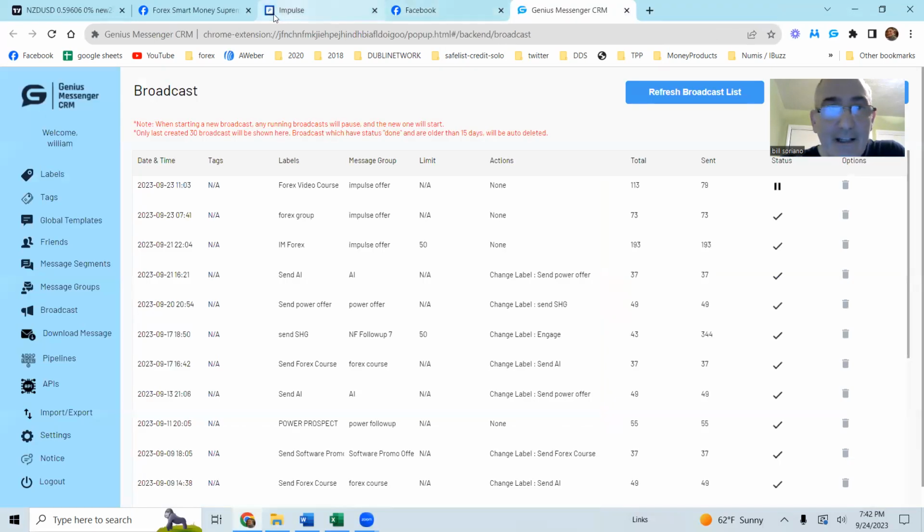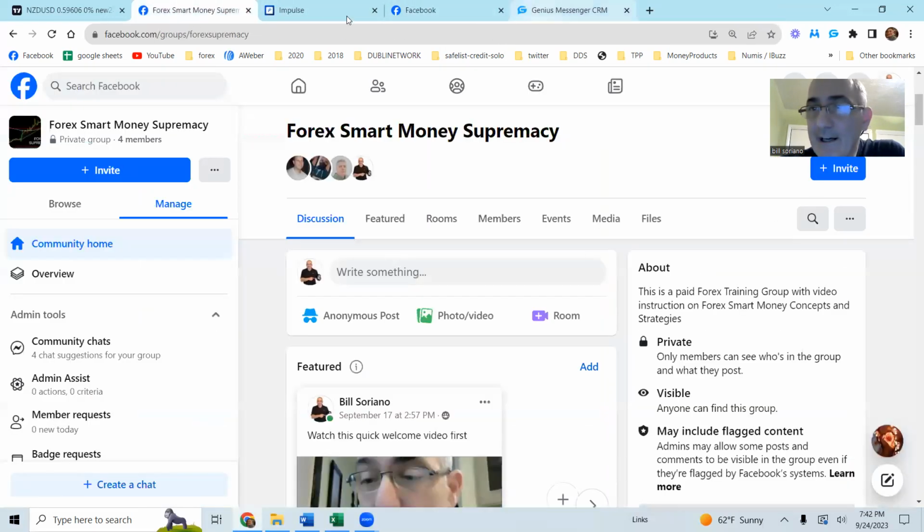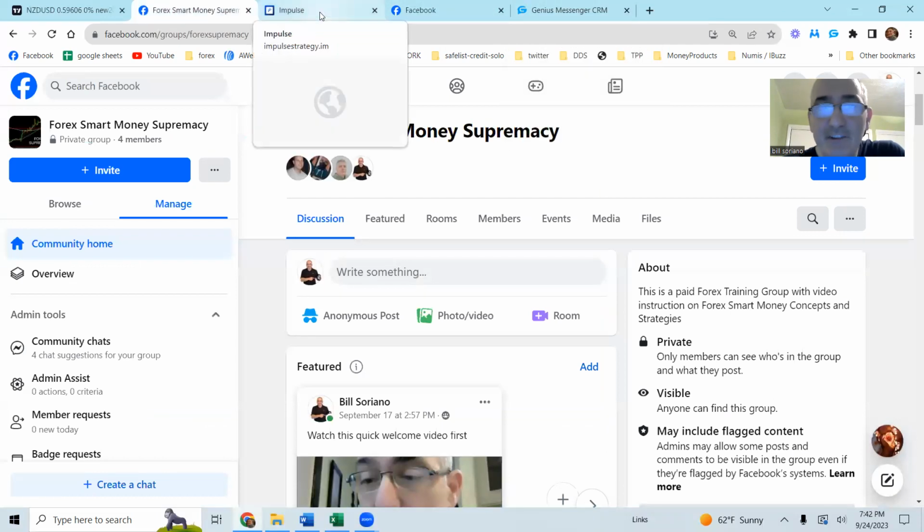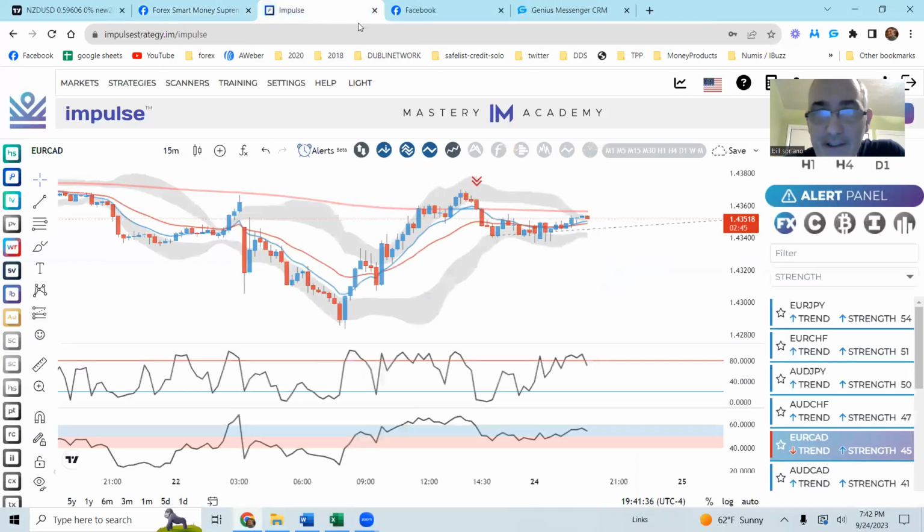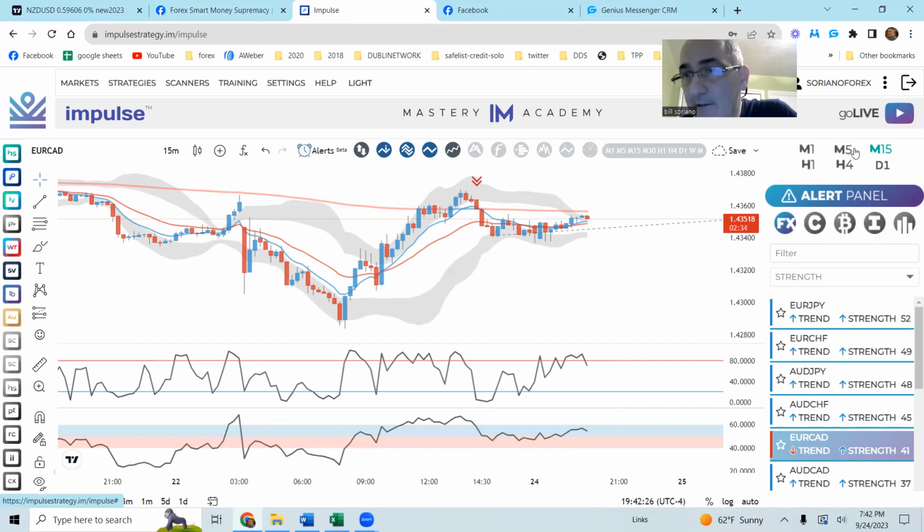So that's just a quick trailer video, teaser video for the Impulse scanner. So now let me just show you what this looks like here. So this is the Impulse scanner. And what you see here over on the right-hand side is the alert panel. And in this panel, you can pick whatever time frame you want to trade on.